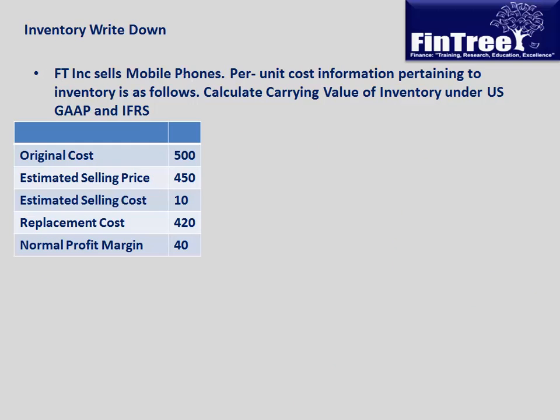FT Corporation sells mobile phones. Per unit cost information pertaining to inventory is as follows. Calculate the carrying value of inventory under US GAAP and IFRS. Let us first do it under IFRS. So try to recall the flowchart of IFRS. In IFRS, the comparison is to be done between cost and the net realizable value. And we know that net realizable value is nothing but selling price minus the selling cost.